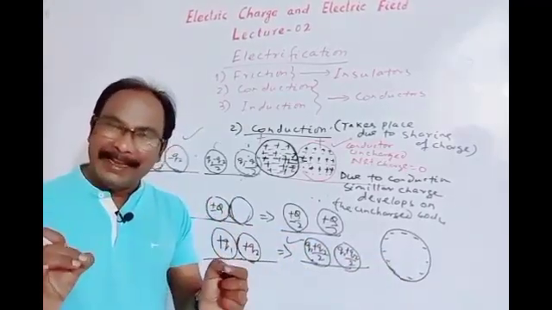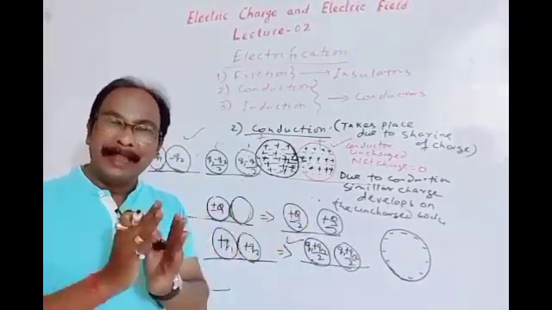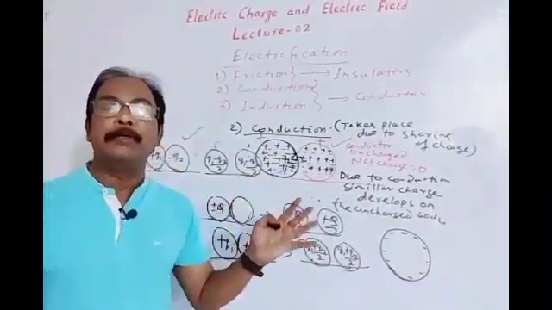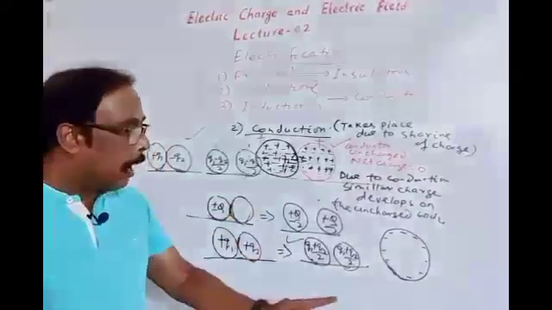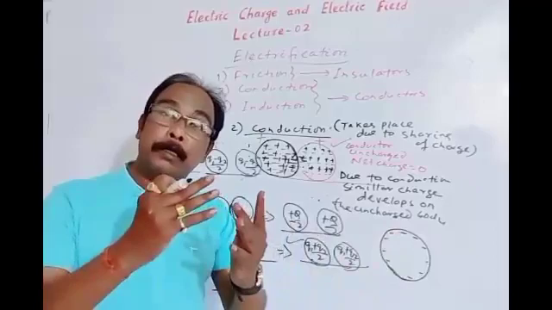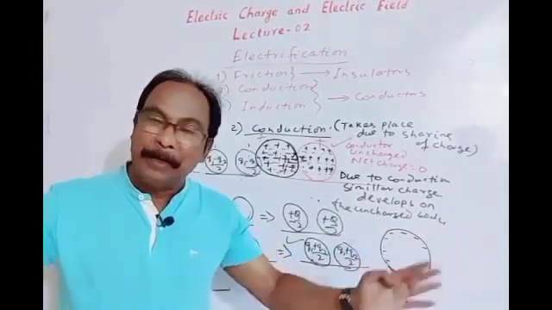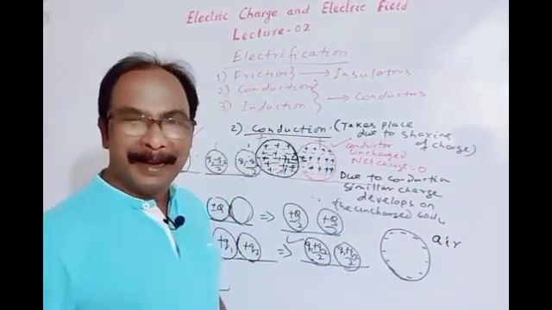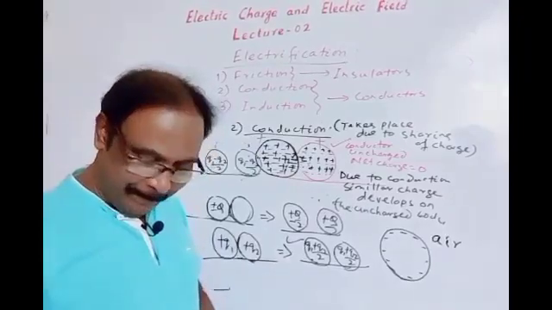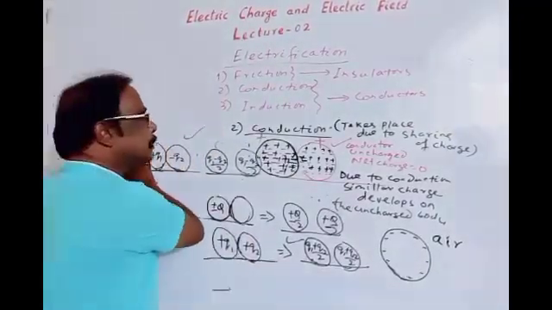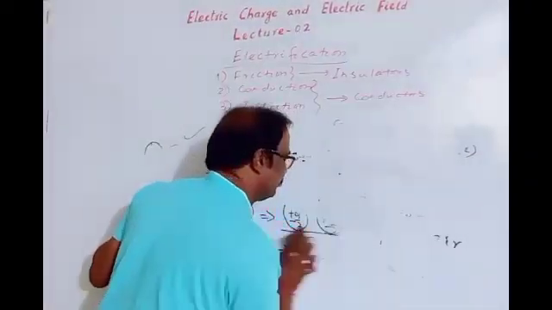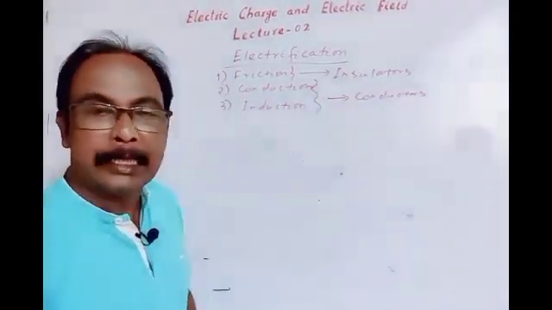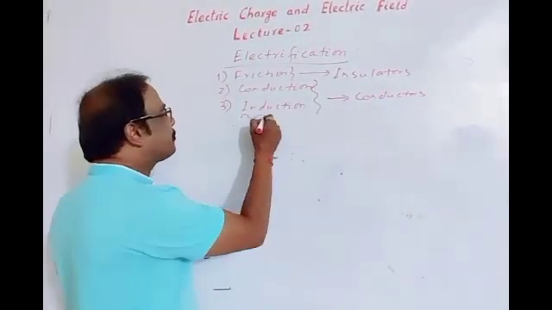Because to neutralize the mutual repulsive force, meaning the force of repulsion between similar charges, the charges are distributed on the surface. But the charges don't come out from the surface because outside the surface is air, which is a bad conductor of electricity. Very important, you should know it. Next, the last process, induction. These theories are very conceptual. You should understand. Last process, induction.